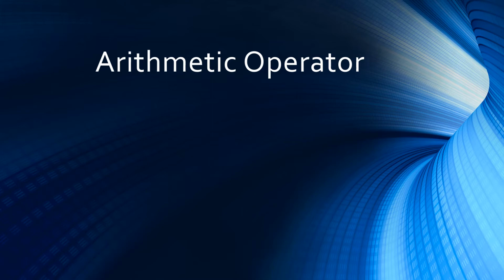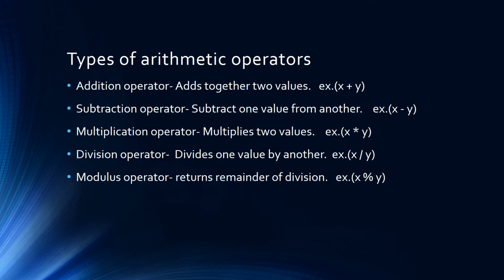Arithmetic operators. There's an addition operator, which adds together two values. For example, right here, x plus y. That's an addition operator because the plus is addition. Subtraction operator subtracts one value from another. An example is x minus y, using the subtraction symbol.